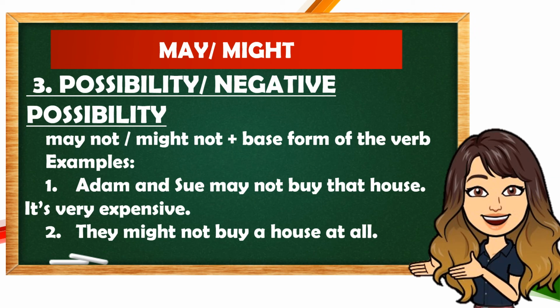Another example, we have Adam and Sue may not buy that house. It's very expensive. Meaning to say, Adam and Sue have a 90 to 98% possibility that they will not buy that house. Number 2, they might not buy a house at all. Meaning to say, there is a 50% possibility that they will not buy that house.